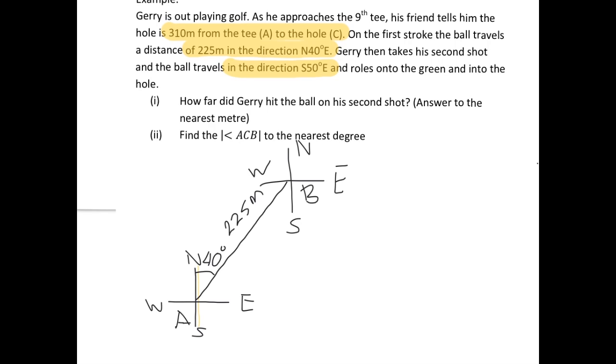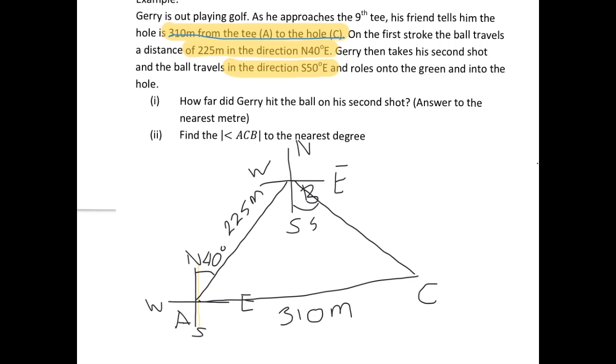We then know that he hits it in the direction south 50 degrees east. So that's down here to the point C. And we were originally told that from A to C is 310 meters. So from A all the way to C is 310 meters. And this angle up here is 50 degrees.